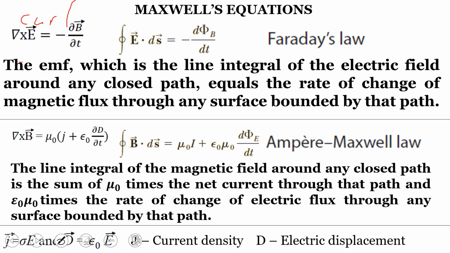And we also have the Ampere-Maxwell law, which is the curl of B, and tells us that the line integral of the magnetic field around any closed path is the sum of mu naught times the net current through that path, and epsilon naught mu naught times the rate of change of electric flux through any surface bounded by that path.